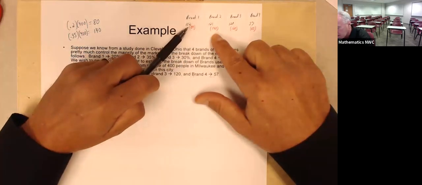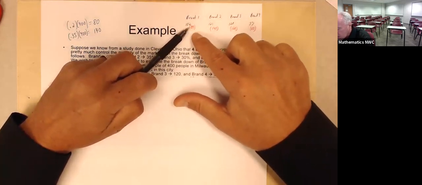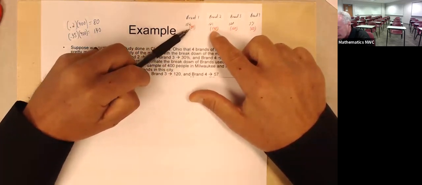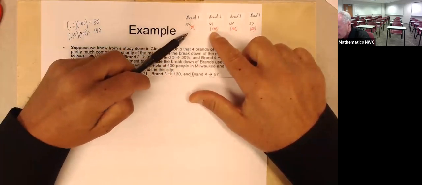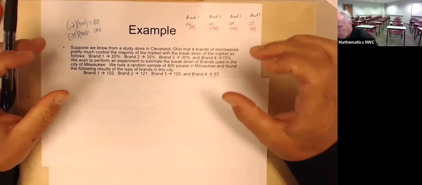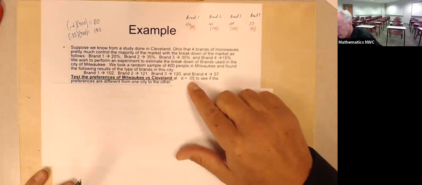The question is, is that close enough within reasonable variance, or are these two differences, especially when you look at both of them, enough evidence to indicate that Milwaukee is not the same as Cleveland? That's really the heart of my test. Test the preferences against Cleveland at an alpha to see if the preferences are different from one city to the other. Well, here we go.